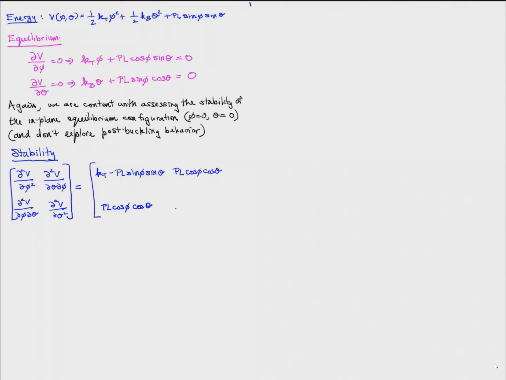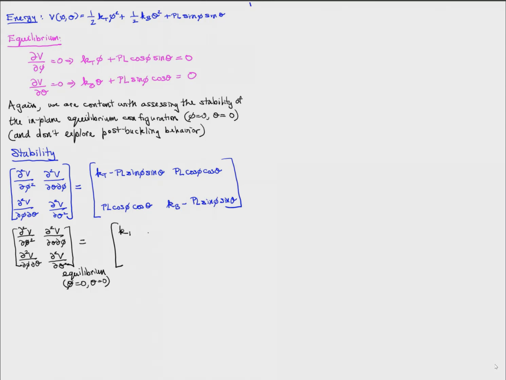Stability is given by the second derivative of the energy. So in this case, the second derivative is d squared V by d phi squared, d squared V by d theta d phi, and so on, which by direct calculation is the matrix on the right. If we evaluate this second derivative at the 0, 0 equilibrium point, we get the matrix KT, PL, PL, KB.